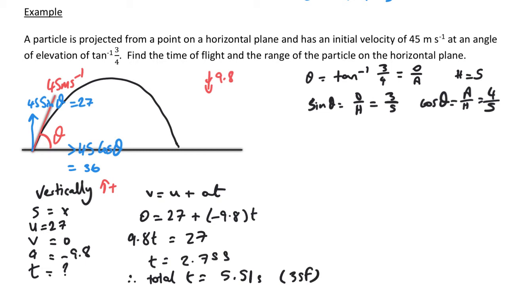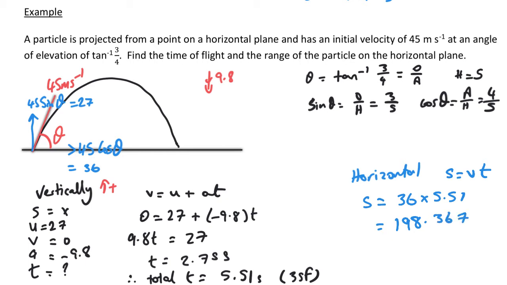Now we're asked to find the range. So what we have to do is think about the horizontal motion, and that's using the formula S equals Vt. So we know S is what we're looking for. The velocity is 36, the horizontal component was 36, and the time was 5.51. So if we multiply our answer by 36, we get the range is 198.367. So that's 198 meters to 3 significant figures.